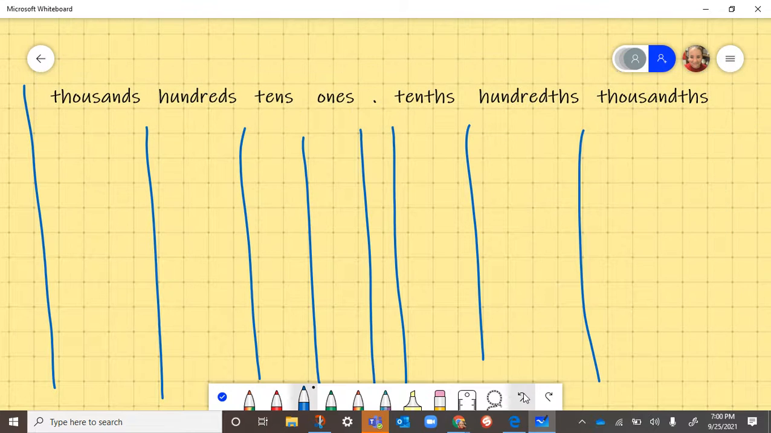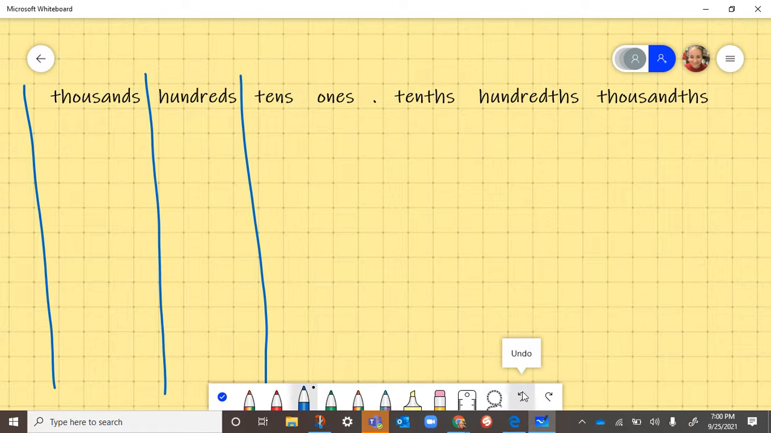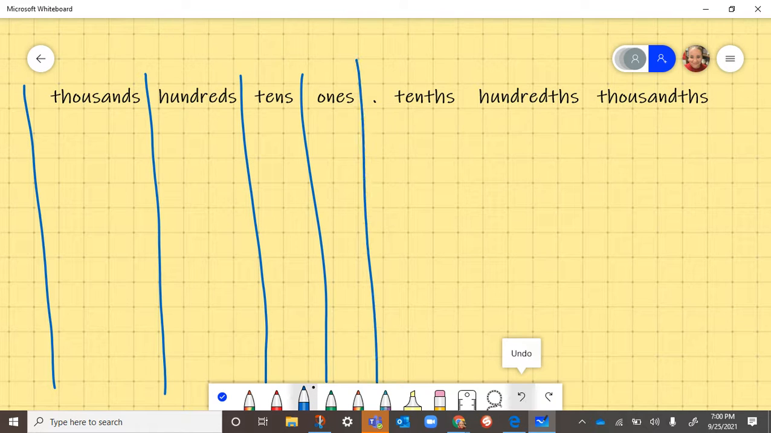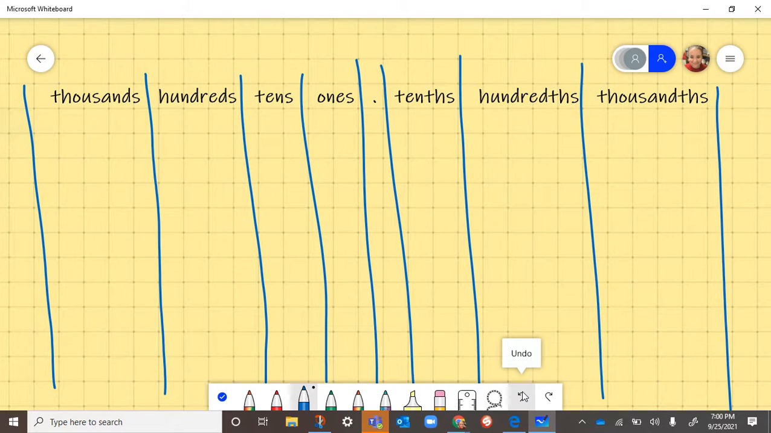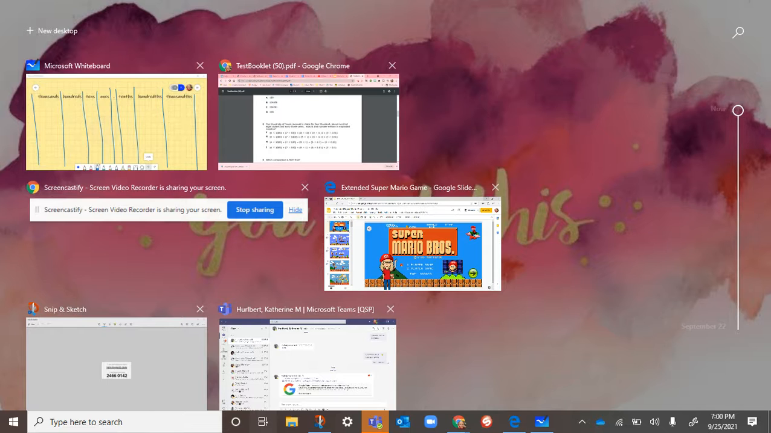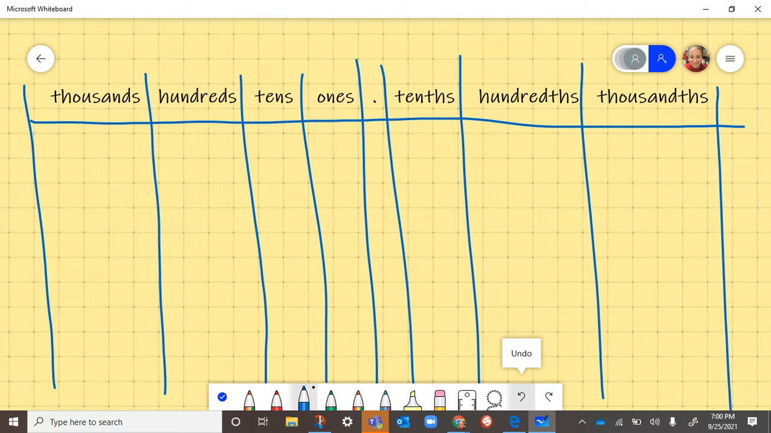I don't like how that looks, hold on. Thousands, hundreds, tens, ones, decimal point, tenths, hundredths, and thousandths there, and that's a little better. All right, so, oh goodness. Let's try this again. There we go.